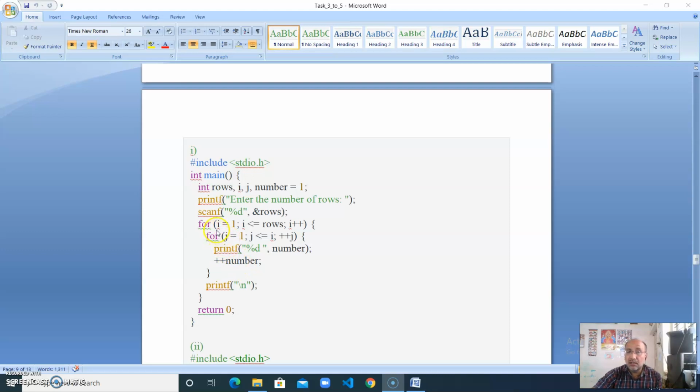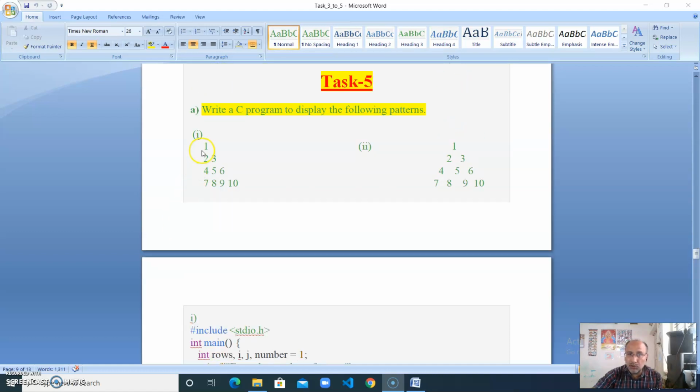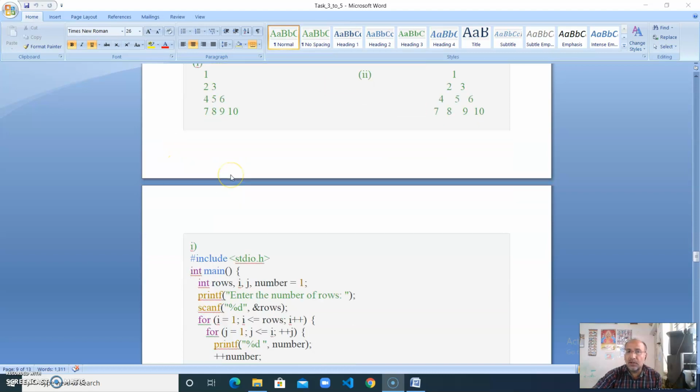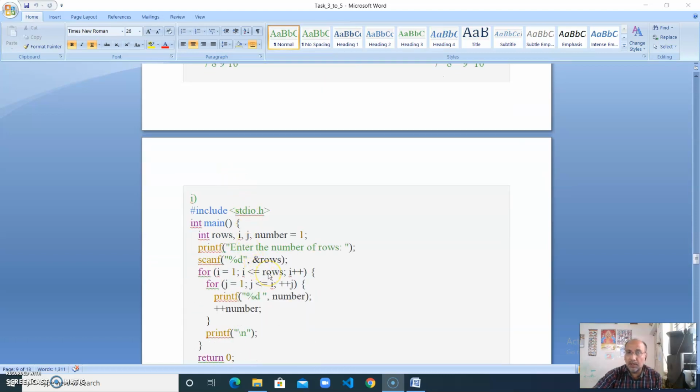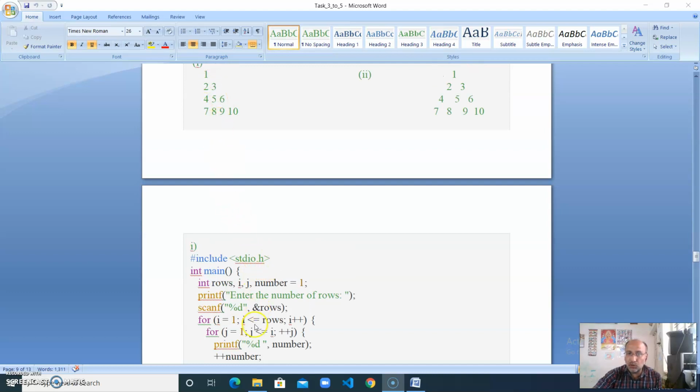See here, there are two loops: this is the outer for loop and the inner for loop. The outer for loop is used for the number of rows: first row, second row, third row, and fourth row. This outer for loop is used for how many rows. The inner loop is used for displaying 1, 2, 3, 4, 5, 6, 7, 8, 9, 10.